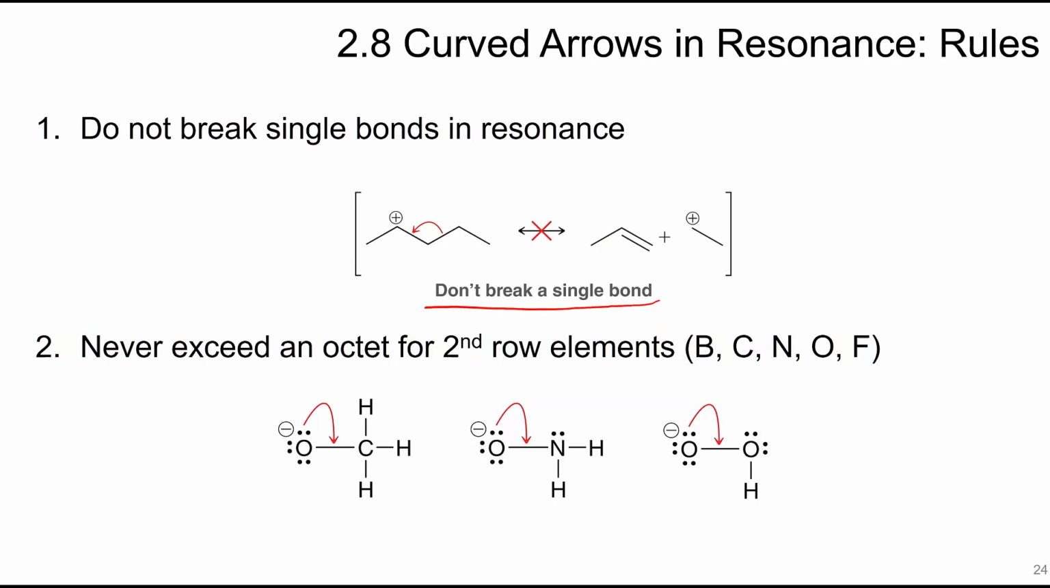You also don't want to exceed an octet for second row elements. So that means that this carbon already is making 4 bonds. We don't want to make it a Texas carbon by adding another electron lone pair in there and forming... All right, that is bad. Don't want nitrogen having more bonds than it needs. And then the same thing with oxygen. These things should not have more than an octet. So these are all bad arrows.